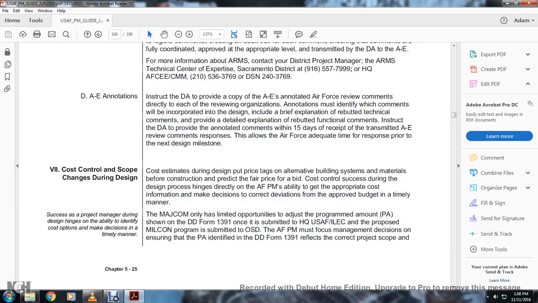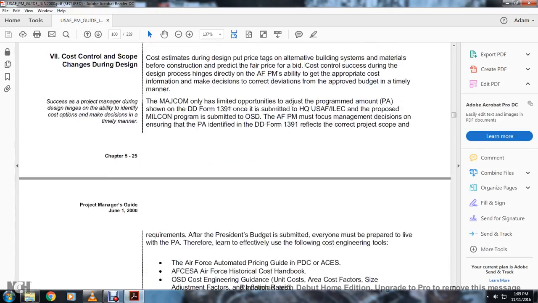The major command has a limited opportunity to adjust the program to the amount shown in the Department of Defense 1391 once it's submitted to the headquarters U.S. Air Force Engineering Corps. The proposed military construction is submitted by the Office of Secretary of Defense. Air Force program managers must focus major management decisions on ensuring the program amount projected by the Department of Defense 1391 reflects the correct project scope.